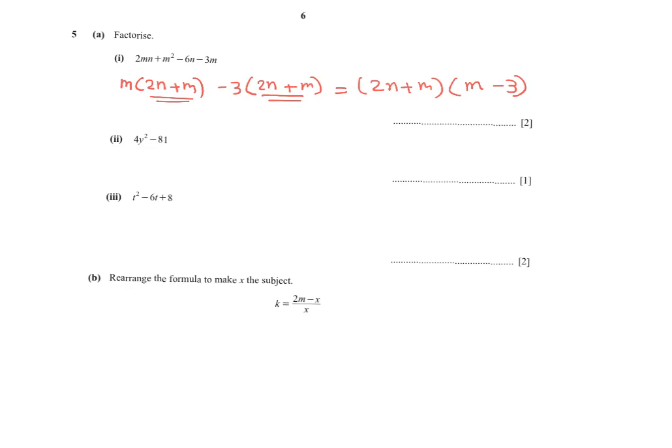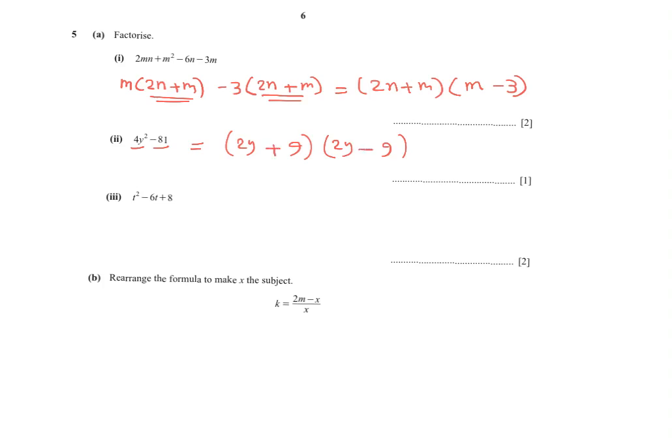Next one, part (ii), 4y squared minus 81. Check if there is a common factor between them. No common factor between 4y squared and 81. You have two terms. The first one is a square and the second one is a square. So you have a difference between two squares. So we have two brackets. Square root of 4y squared is 2y, then write 2y in both brackets. Square root of 81 is 9, so write 9, with plus and minus.